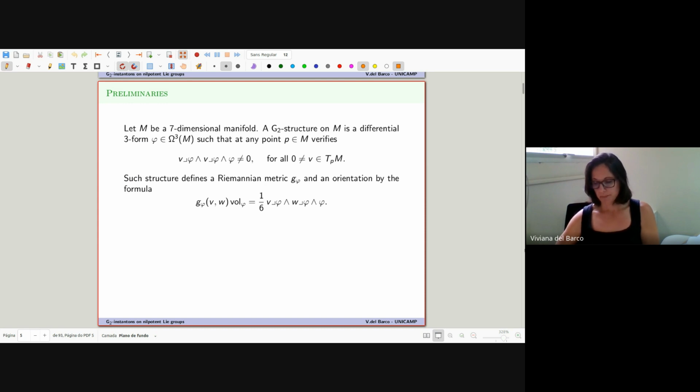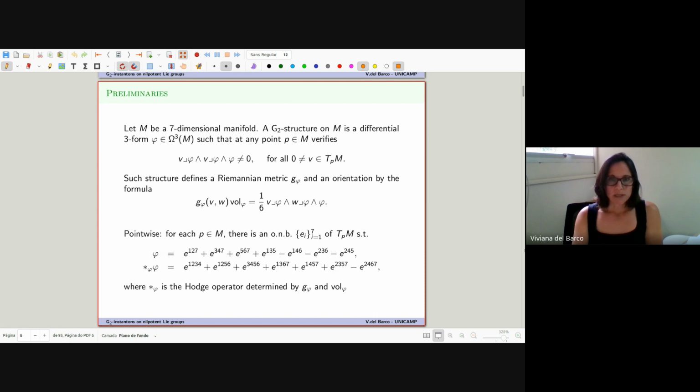Okay, so pointwise, when you have a G2 structure on a manifold, at any point you can find a basis of the tangent space where the G2 structure has this form, and the Hodge dual is given by the other form, the Hodge dual of the 3-form. And let me say, of course, for those who are not familiar, e^{ijk} denotes e^i wedge e^j wedge e^k.